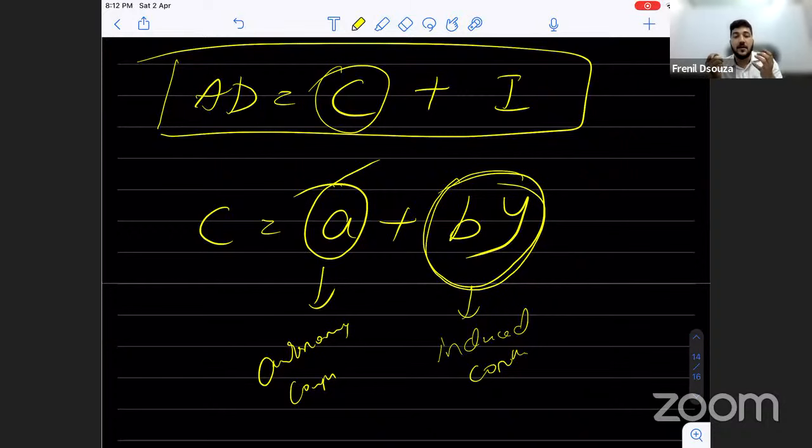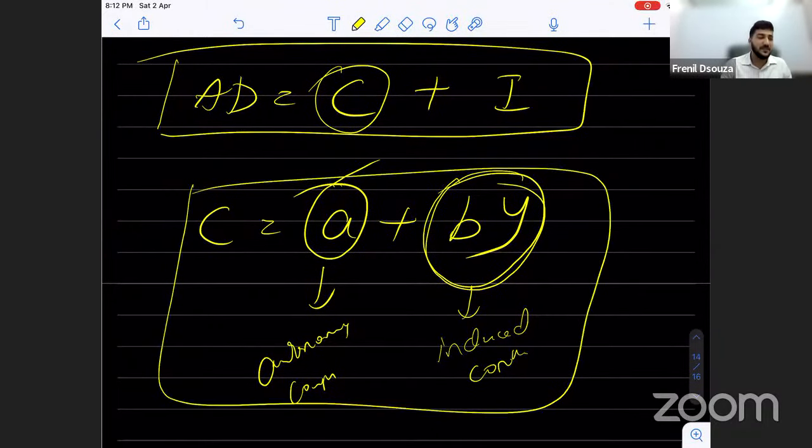So there is autonomous consumption and there is induced consumption. A certain percentage of income will be spent. And this is nothing but C. This function is called the linear non-proportional consumption function. Do you have to remember the name of this function? The answer is no. You just have to remember the concept.